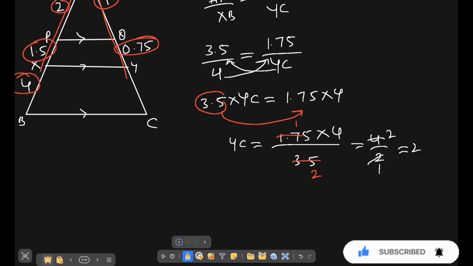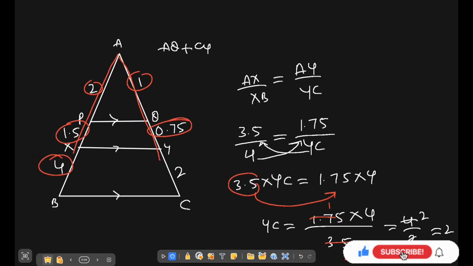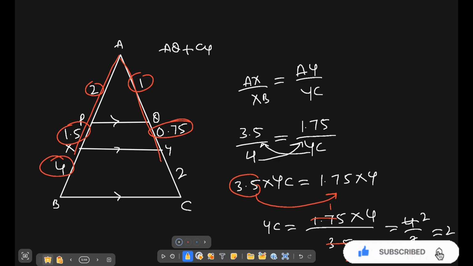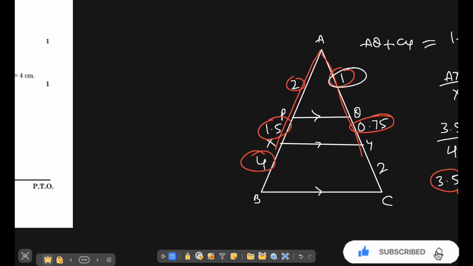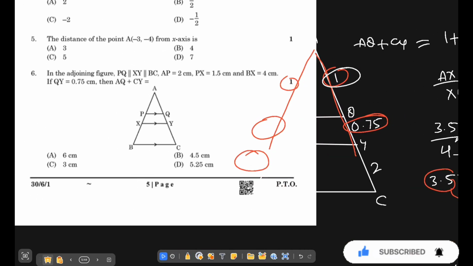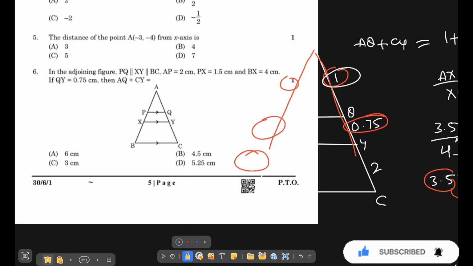So what do we get here? YC is equal to 2. So this is 2 centimeters. What we need to find? We need to find AQ plus CY. So here AQ is 1, CY or YC is 2. It is equal to 3. So the answer is 3. Let's see which option is right here. So option C is the right answer.